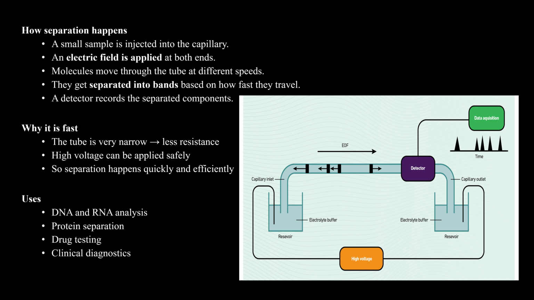How does separation happen? A small sample is injected into the capillary, and an electrical field is applied through the tube. Molecules move at different speeds and separate into bands as they travel, and a detector records the separated compounds. The capillary is connected to reservoirs with electrodes and buffer, and a detector; the capillary sits in the electrolyte buffer. Very narrow peaks result, and voltage is applied safely so separation happens efficiently. Uses include DNA and RNA analysis, protein separation, drug testing, and clinical diagnostics.